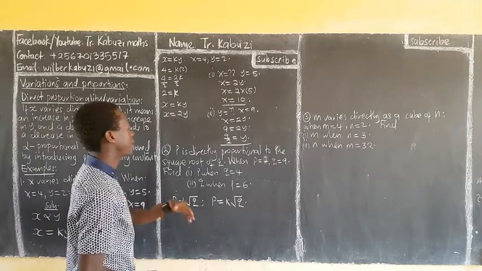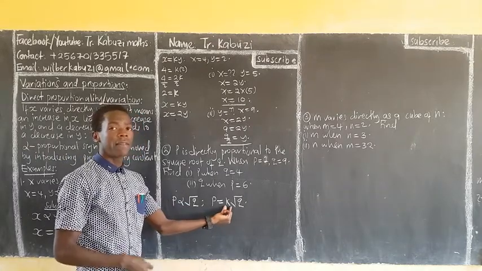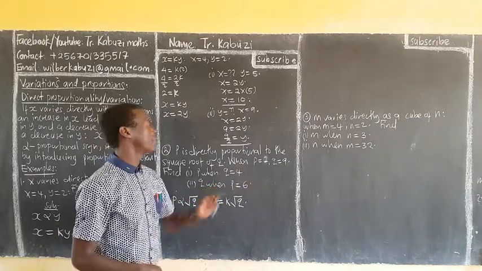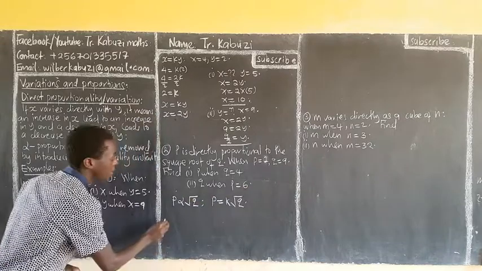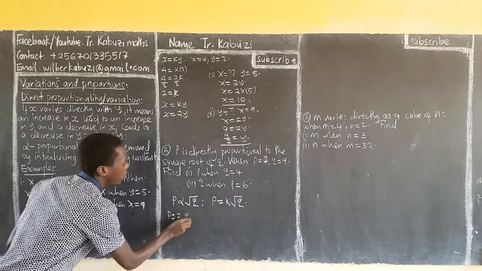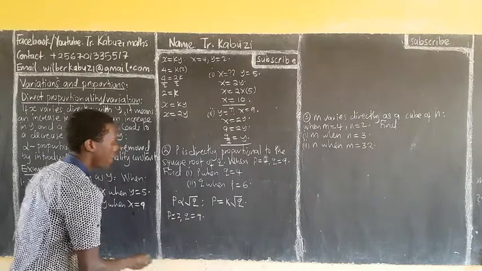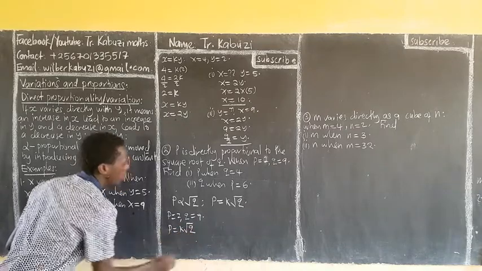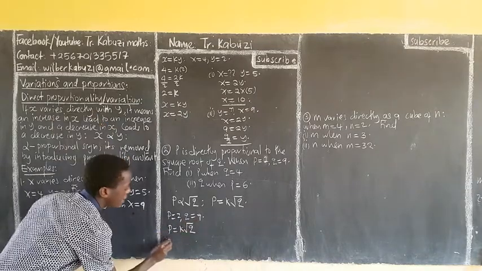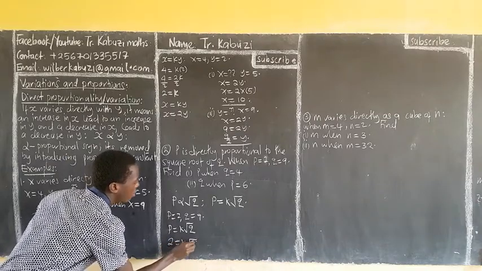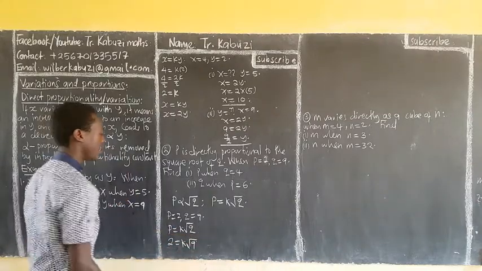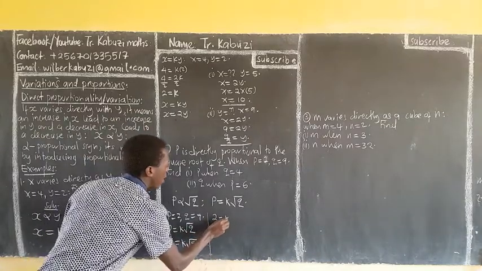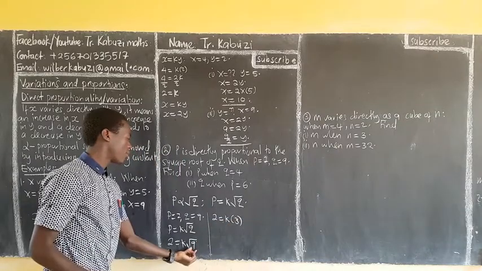And then after getting this, you need to get the value of k. They will give you that information in the question. Look here. When p is 2, q is 9. So they are telling you that when p is 2, q is 9. So from here you have everything. You know that p is equal to k root q. So p is 2, equal to k root 9. The q is 9. So from here, you see that 2 is equal to k times 3, because root 9 is 3.